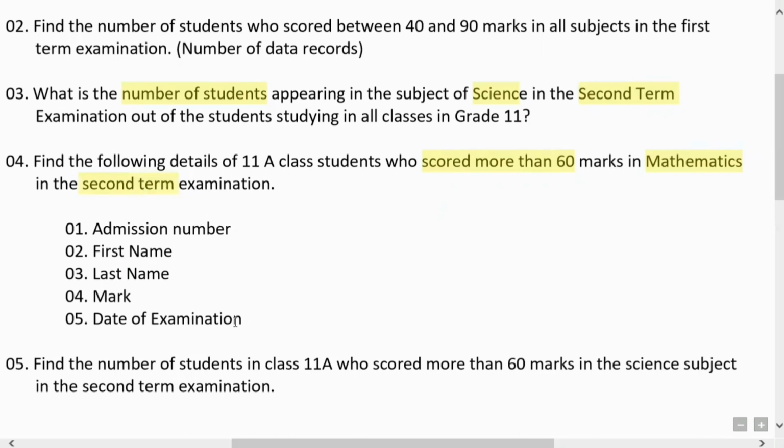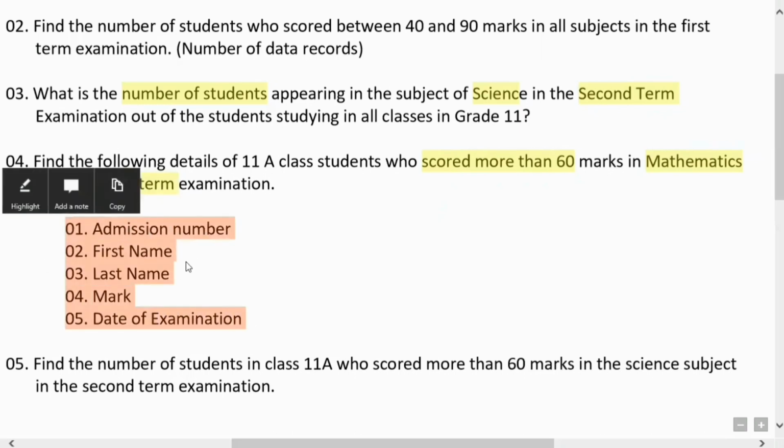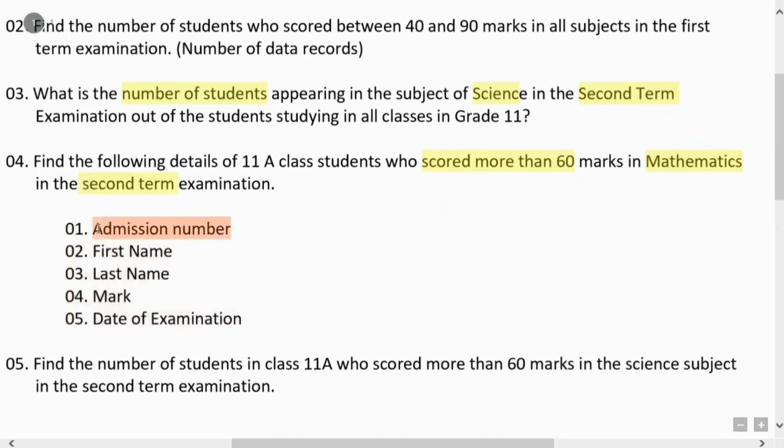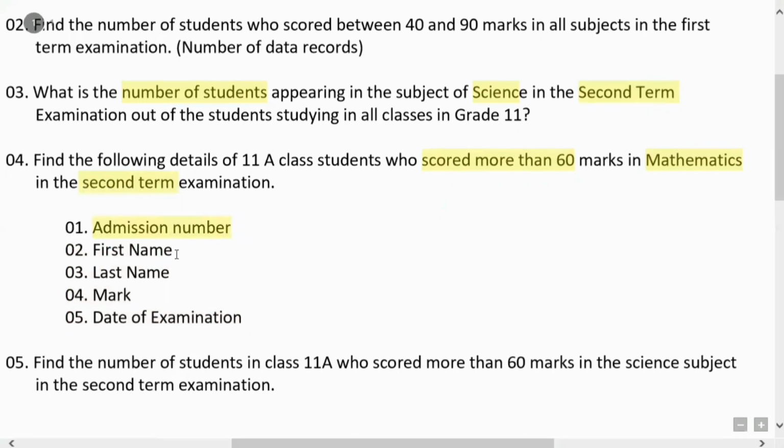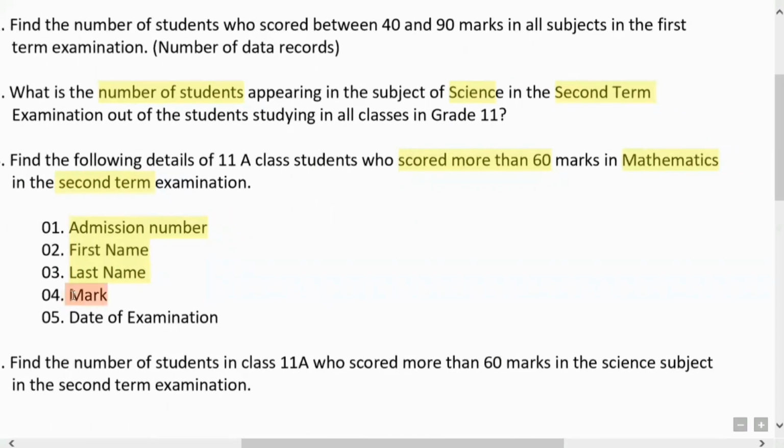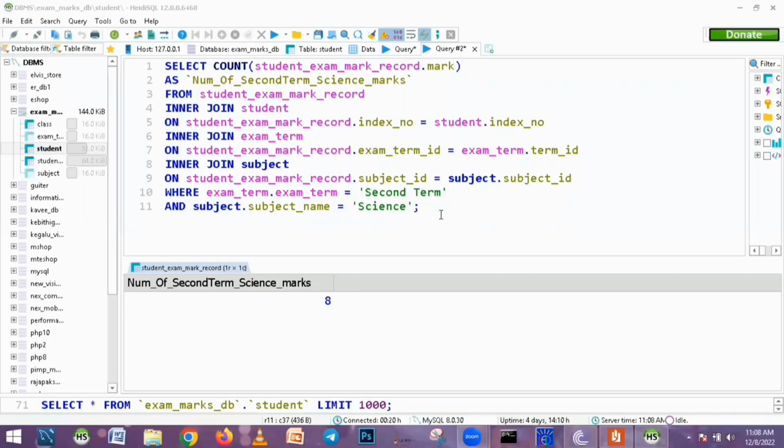So we need to get those details using the SELECT keyword. So we need to get the admission number, that means index number, and first name, last name. We need to get the first name and last name. We already know how to get them. And we need to get the mark from the student exam mark record table and the date of examination using the exam term table. And the following details of 11A class. So we have another condition here, 11A. Now we can get them using these details. So we have 1, 2, 3, 4 conditions here. We need to find 5 more details using this query. So now let's go and find that. So we have to write a long query here.